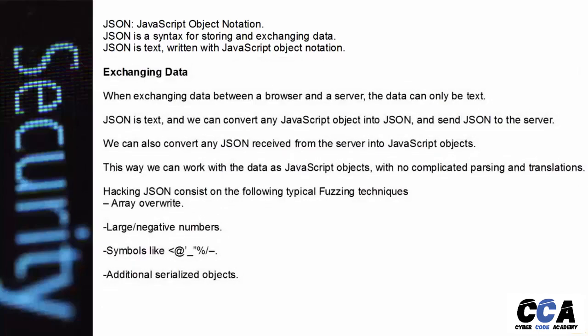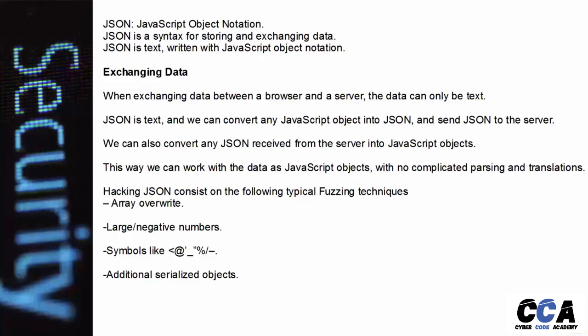When exchanging data between a browser and a server, the data can only be text. JSON is text, and we can convert any JavaScript object into JSON and send it to the server. We can also convert any JSON received from the server into JavaScript objects. This way we can work with the data as JavaScript objects with no complicated parsing and translation. Hacking JSON consists of typical fuzzing techniques, that is array override, large or negative numbers, symbols like these, and additional serialized objects.